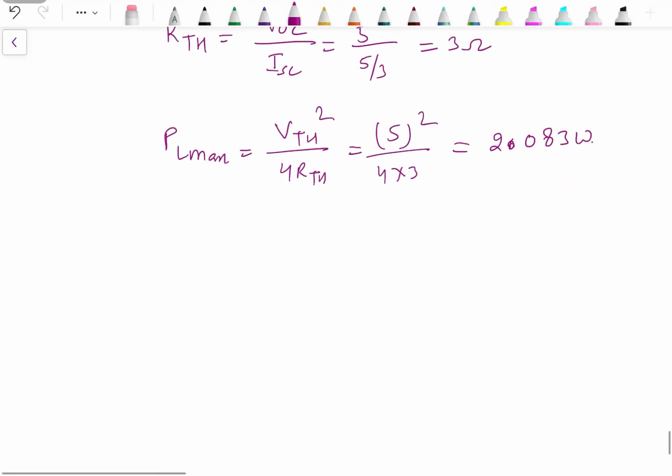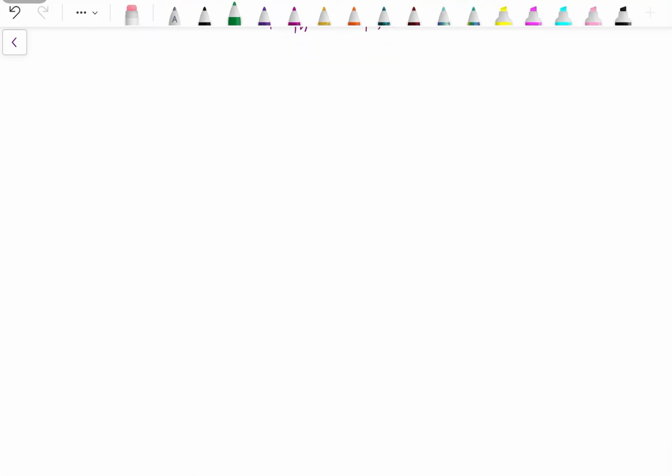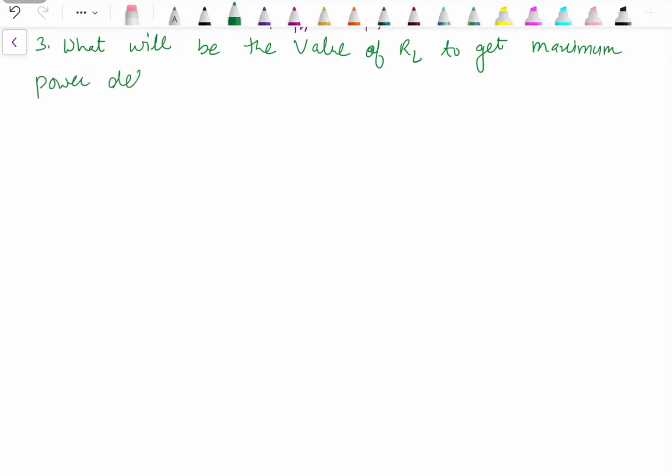So the last problem which I am considering in this video, also for the maximum power transfer theorem, is: what will be the value of RL to get maximum power delivered to it? What is the value of this power?